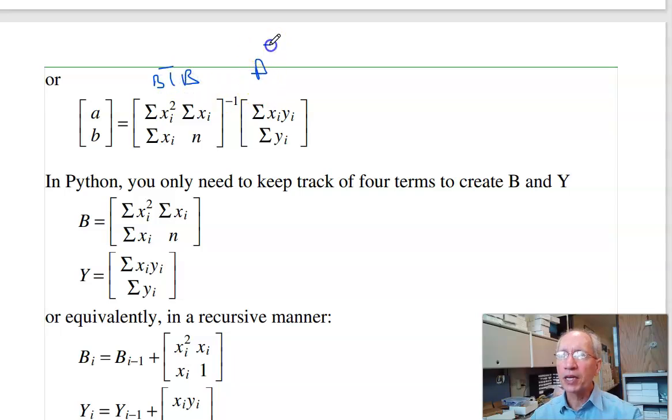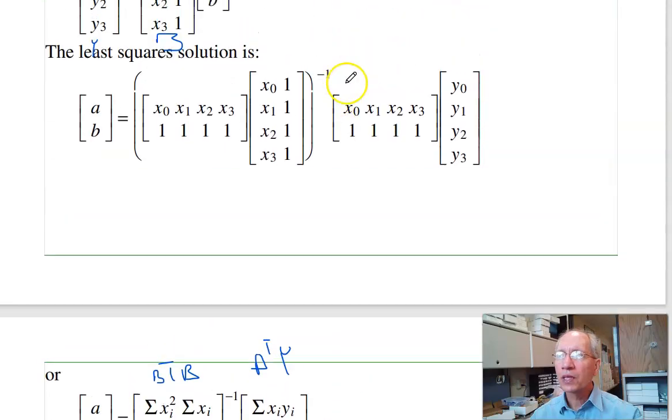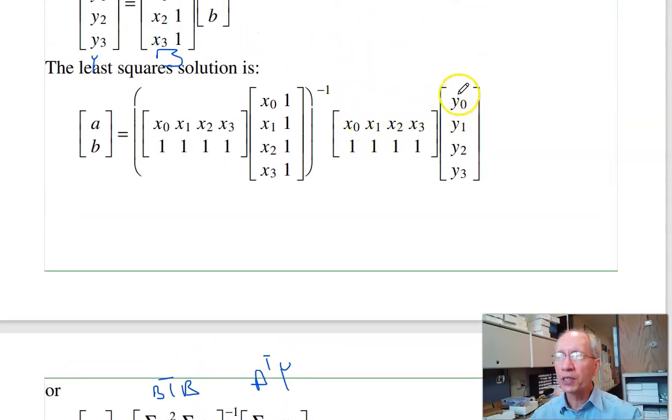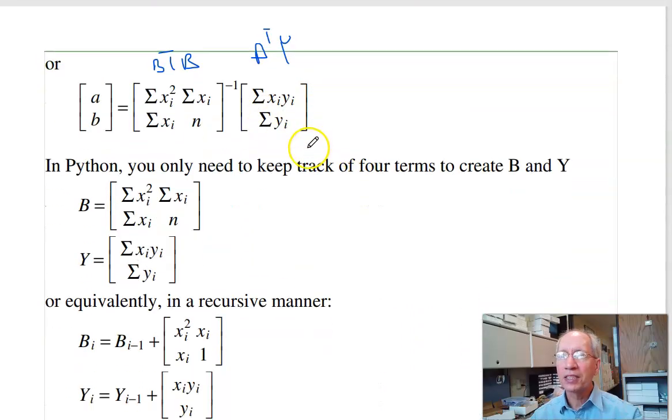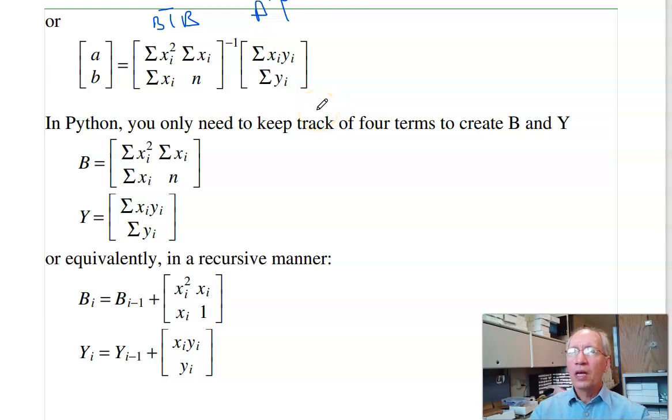This is B transpose Y. The first row is x0 y0 plus x1 y1 plus x2 y2 and so on. The second row is y0 plus y1 plus y2 plus y3. So I don't really have to keep track of everything. I can just keep track of the sum of x squared, the sum of x, the number of data points, the sum of x times y, and the sum of y. Keep track of those parameters, and I can calculate a and b.